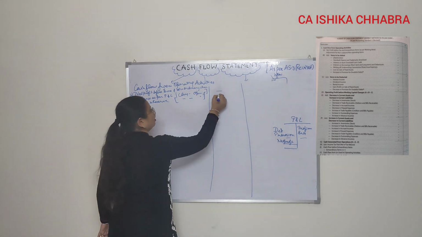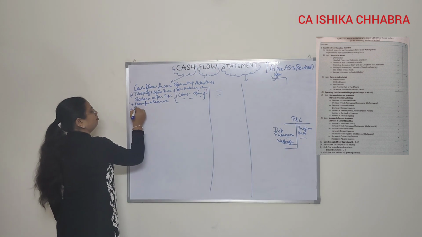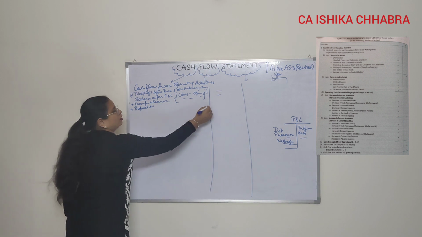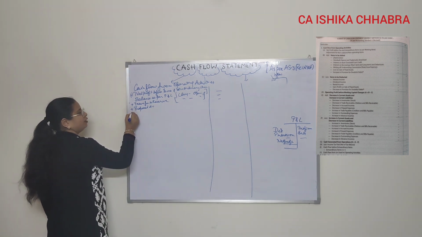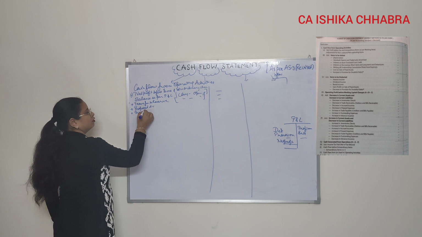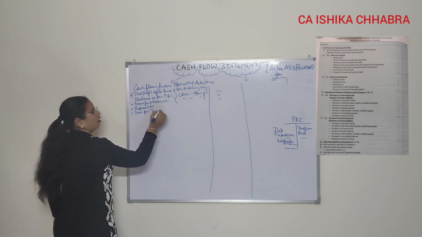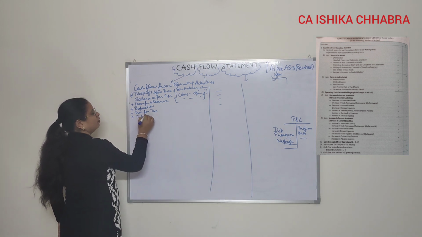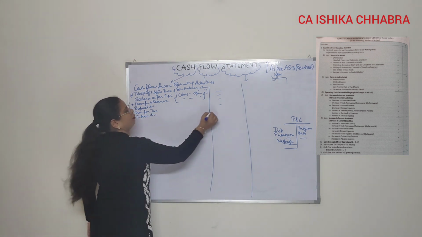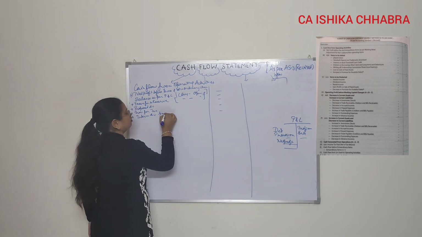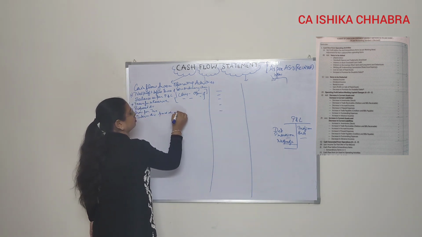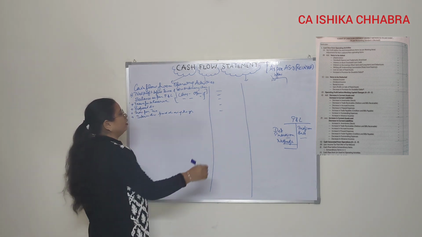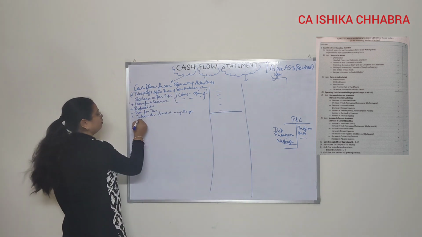Then plus proposed dividend, you will write down add. Then provision for tax, add. Then interim dividend paid during the year. So this way we will arrive at net profit before.